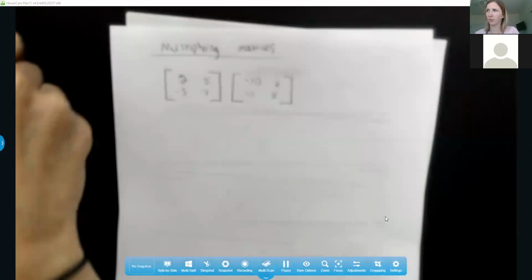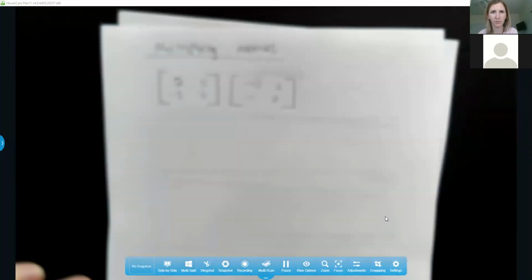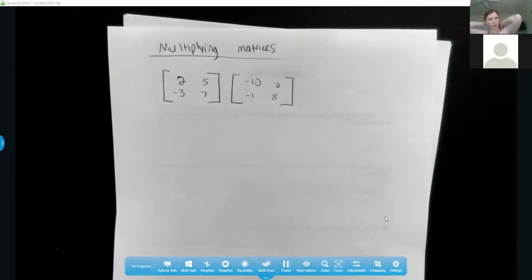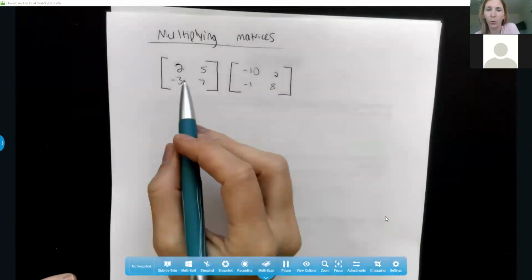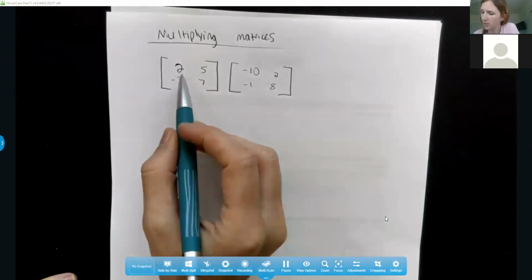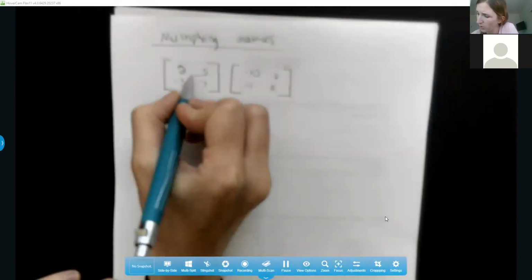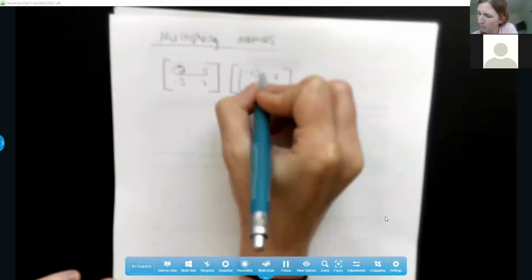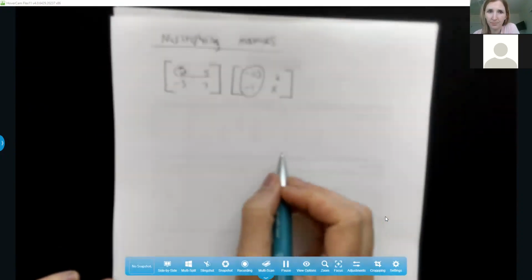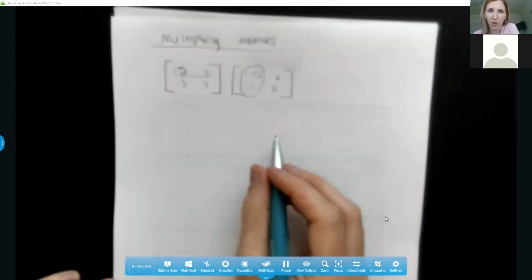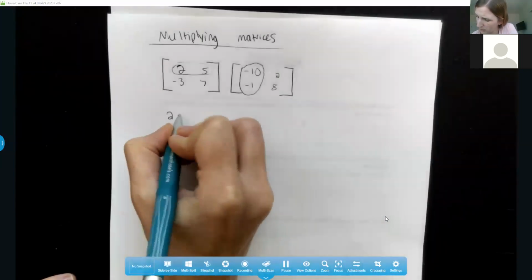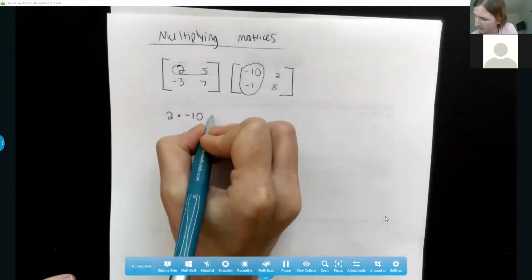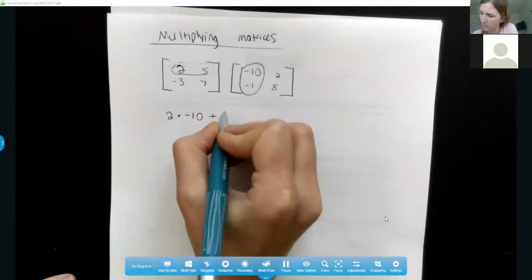All right, my document camera is crazy, so let me see if I can get it focused. Okay, there we go. Just stop me if you have a question or if I'm moving too fast. Okay. So with multiplying matrices, the order matters. Here, you're gonna take the first row and match it up with the first column. So to figure out what those numbers are, we're gonna do 2 times -10 plus 5 times -1.